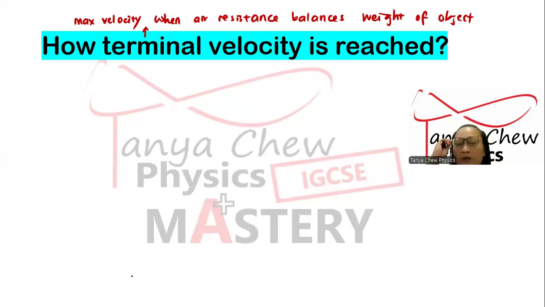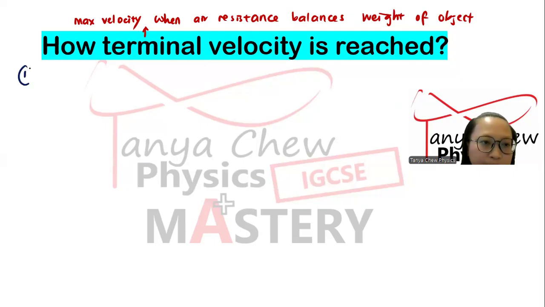So when you are asked how the terminal velocity is reached, you can explain in terms of the forces acting on the object or the acceleration. There is the variation of the acceleration on the object. So I will explain both just in case, right? I am going to divide it into three stages, and I'm going to use different colors.